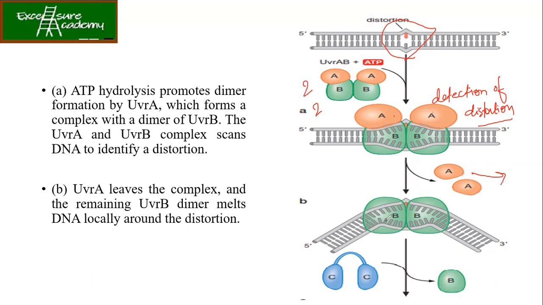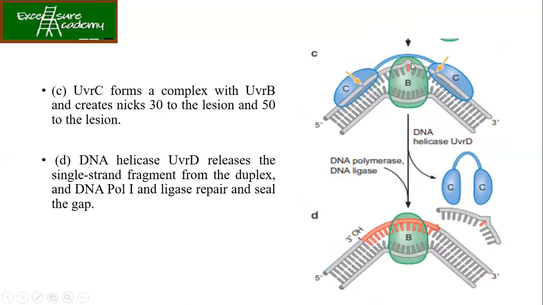Okay. Now B is going to melt the DNA. Later, it is going to recruit UVRC. And what was the function of UVRC? To make a nick, right? 2 incision. It is going to make 2 incision. एक 5' से 8 nucleotides और 3' से around 4 to 5 nucleotides. So together around 12 to 13 nucleotide long एक gap बनाएगा.